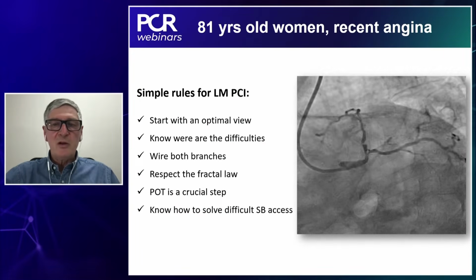Yeah, so we have 2 views to see the bifurcation. One is usually the AP caudal, to see the ostium of the left main and the bifurcation between LAD and circ. But to see nicely the separation between LAD and circ, the best view is a spider view. And it's very important because if you want to do a POT at the right place, you need to have this nice separation of the 2 branches.